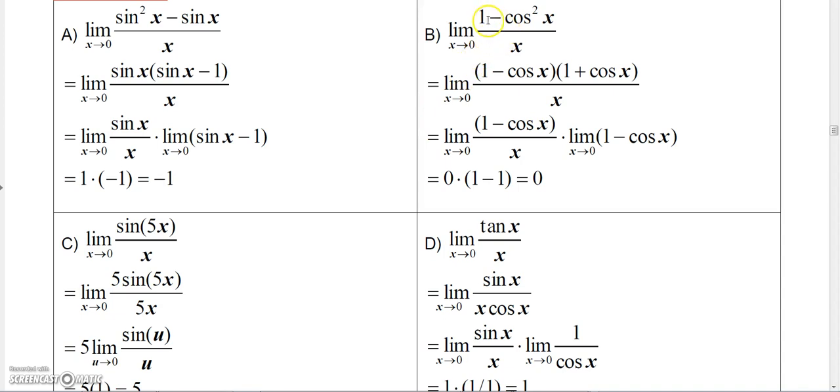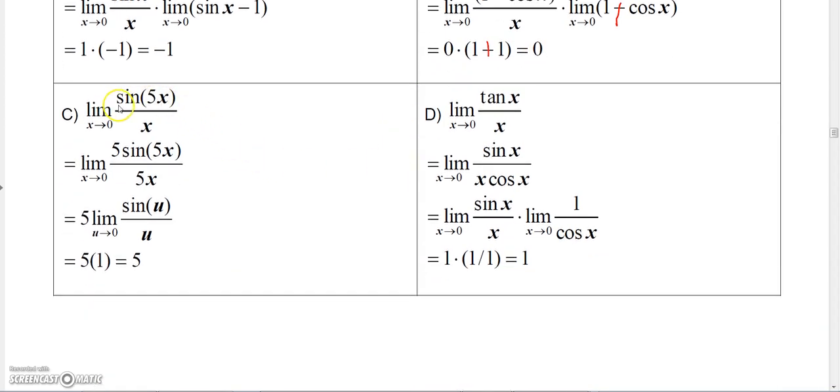The second one here, you can factor using difference of squares, and this factors into 1 minus cosine x times 1 plus cosine x. And you can break that up into the limit of 1 minus cosine x over x times the limit of 1 plus cosine x. That should be a plus, so let me correct that. We know from above that this limit is equal to 0. And if you plug 0 in here, you get 1 plus cosine of 0, which is 1 plus 1. So you get 0 times 2, which is still 0.